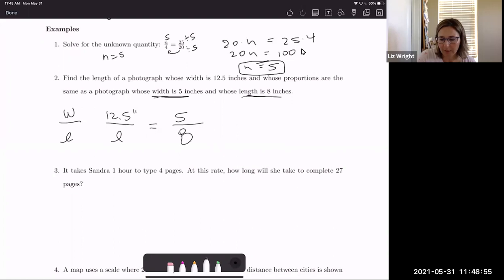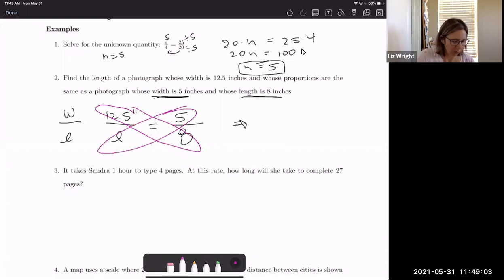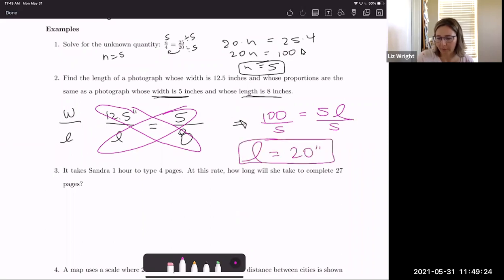And so how do I figure this out? Well, I'm going to go ahead and cross multiply. I'm going to do 12.5 times 8, and that equals 5L. 12.5 times 8 gives me exactly 100. So 100 equals 5L, and this should look really familiar to numbers we used just above. Divide both sides by 5, and our length is going to equal 20 inches.